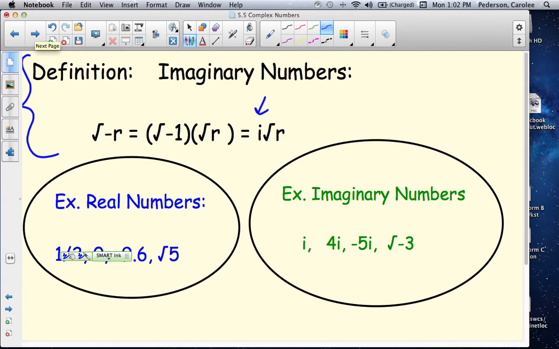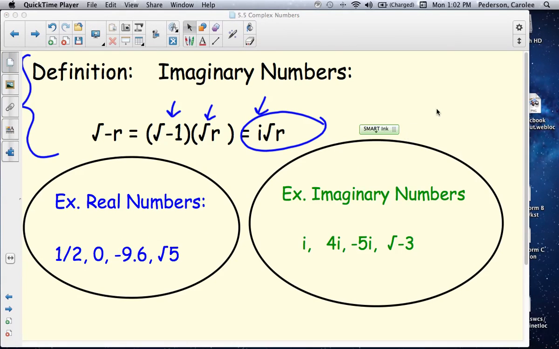So that i will go out in front, and then the number will stay underneath the radical. Why you can do that is you can rewrite this as the square root of negative 1 times the square root of r. We'd like to just jump to that.